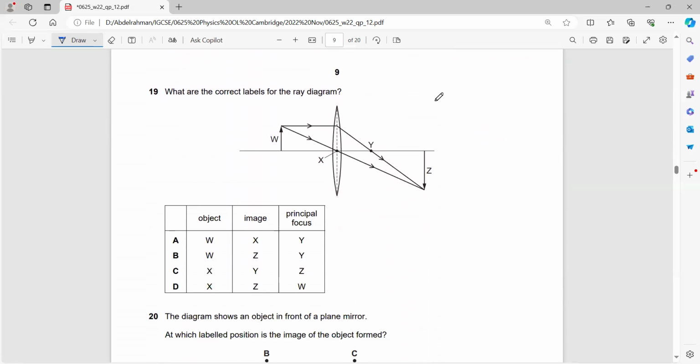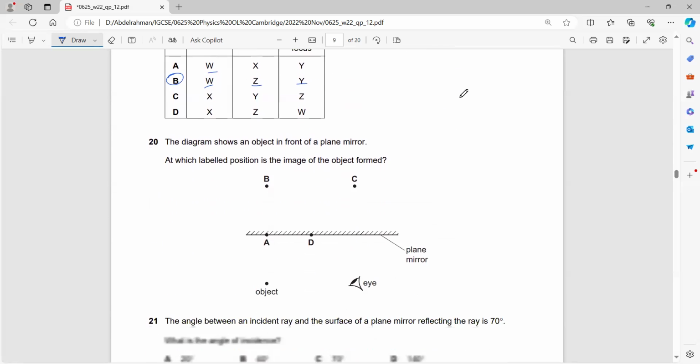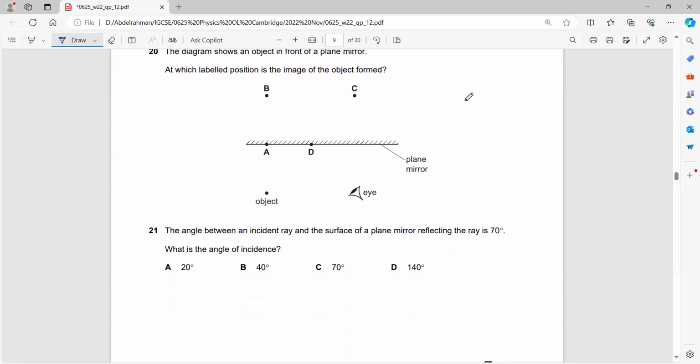What are the correct labels for the diagram? This would be the object. This would be the image, and he needs the principal focus, which is Y, F. So W, Z, and Y, B. The diagram shows an object in front of a mirror. At which labeled position is the image? If this is the object, then basically the image should be at B.